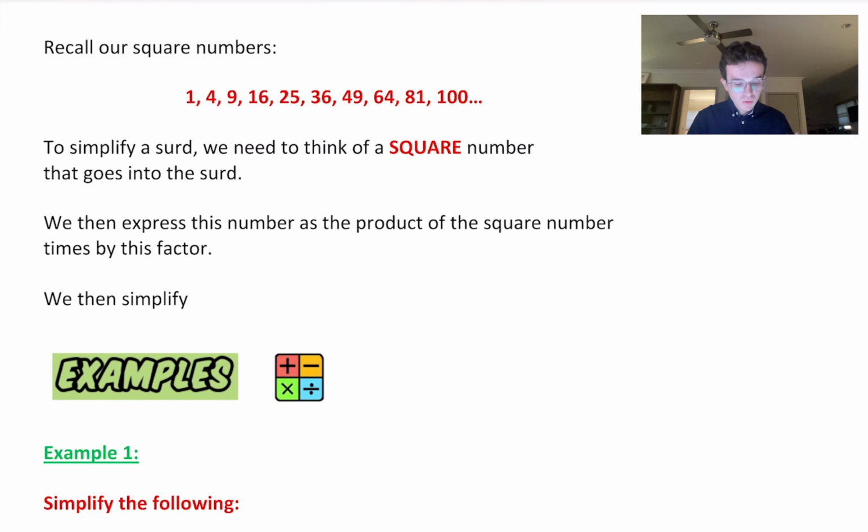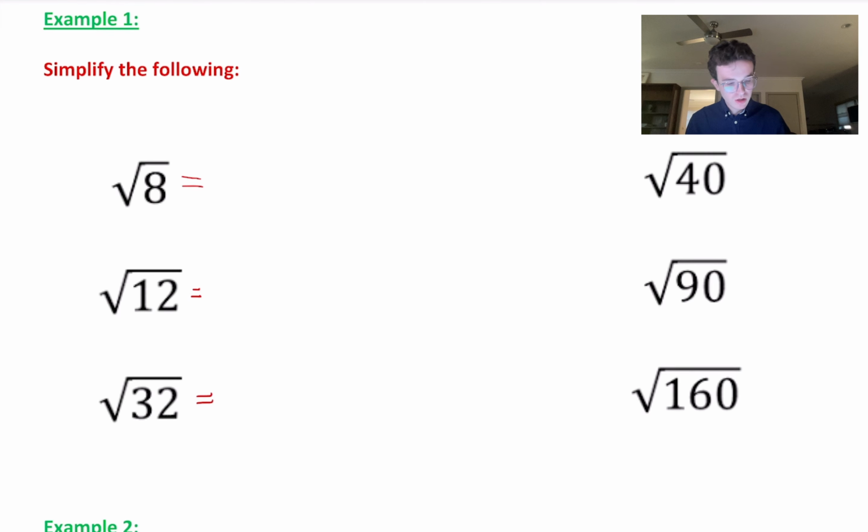So recall that our square numbers are 1, 4, 9, 16, and so on. We're going to refer to these continually as we simplify surds. So let's have a go. We're just going to get straight into these examples of how to simplify surds.